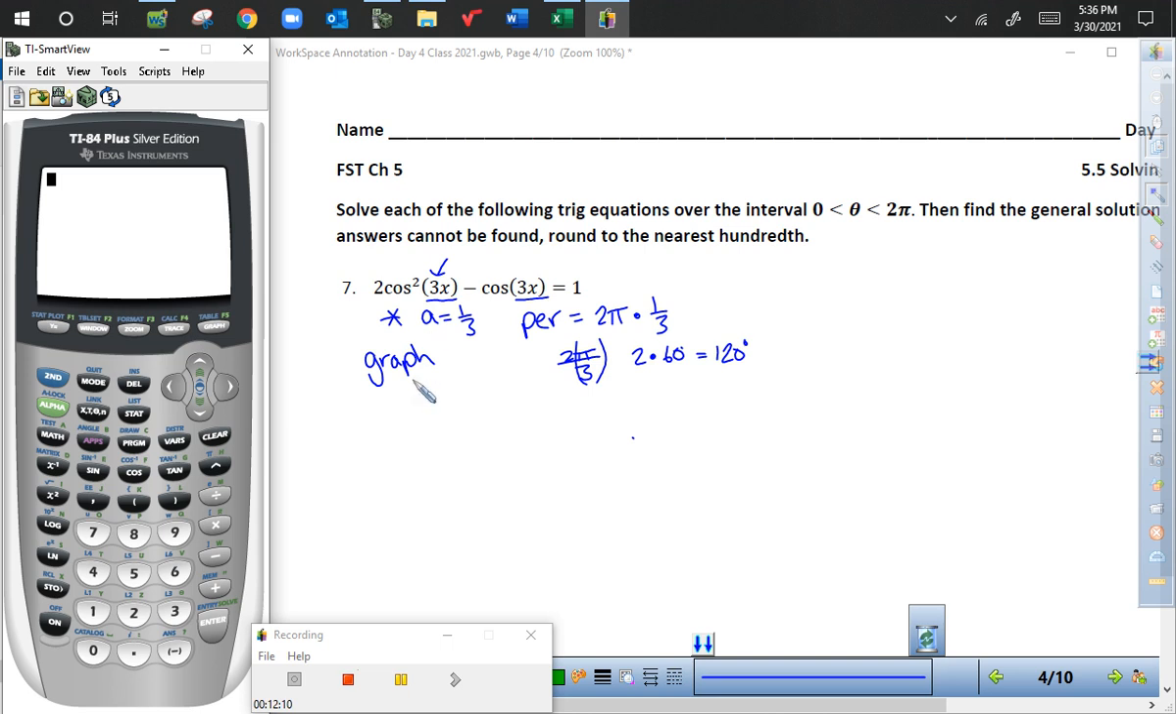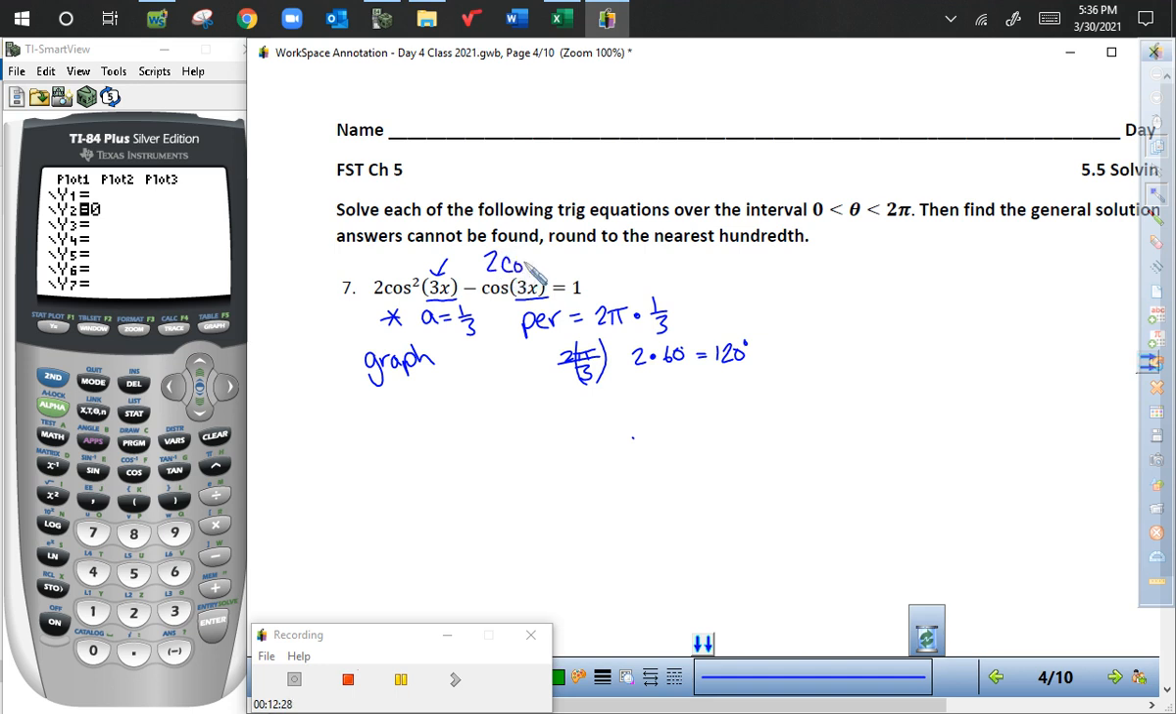The first thing I want you to do is go to your y equals, and what we want to do is actually get this equal to 0. So we have to subtract over this 1, and we'll type in 2 cosine. I'm going to do this now, but I'll explain it when we actually go to our calculator. It's 2 cosine 3x, close it, square it, minus cosine 3x, and then we subtract it over that 1. The reason I'm going to have you subtract it equal to 0 is so that we can look at the x-intercepts for our answers, and so that we don't have to adjust our y values on our window as often.